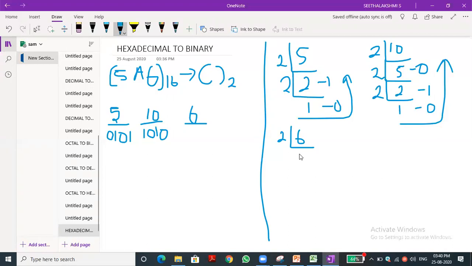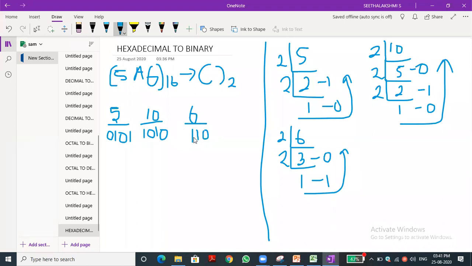Let me do the conversion meanwhile. So how many 2s are there in 6? 3 2s are 6. What is the remainder? 0. And again divide by 2. How many 2s? 1 2 is 2. Remainder 1. Very good. So we want to tell the value. What is the value? 1 1 0. It is 3 bits only. Now we need to add what? 0.